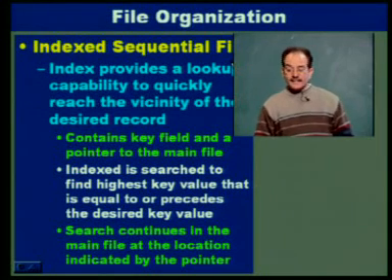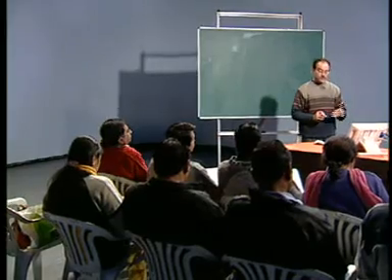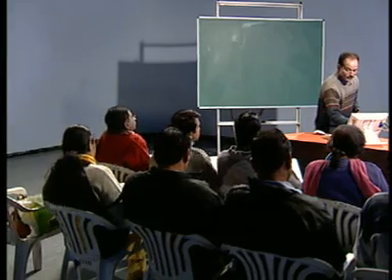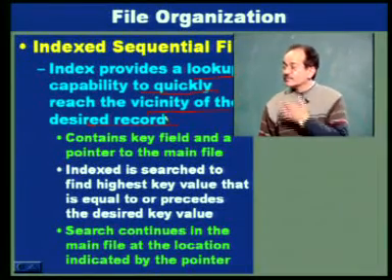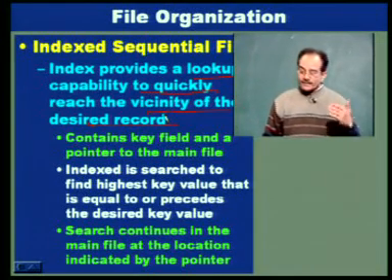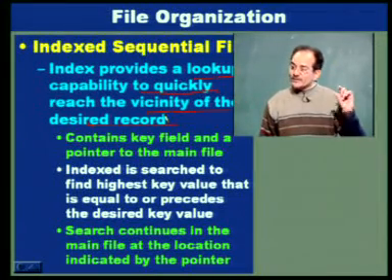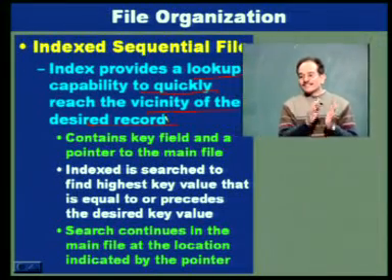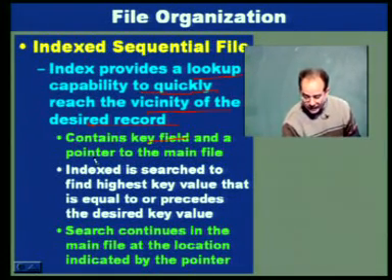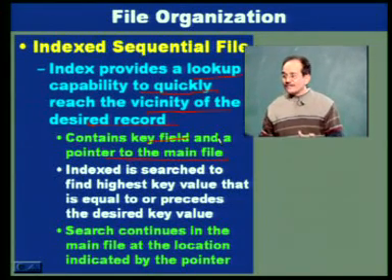Now, next we have the index file organization. We call them the index sequential file. Now, what is the use of this index? Index provides a lookup capability to quickly reach the vicinity of the desired record. That is the use of indexing. Whatever file I have, whatever information I have, I keep an index of that. What is the use of index? It gives me straightaway accessibility to my record. Now, it contains the key field and the pointer to the main file. Whatever is my main file, it keeps a pointer to that particular file.